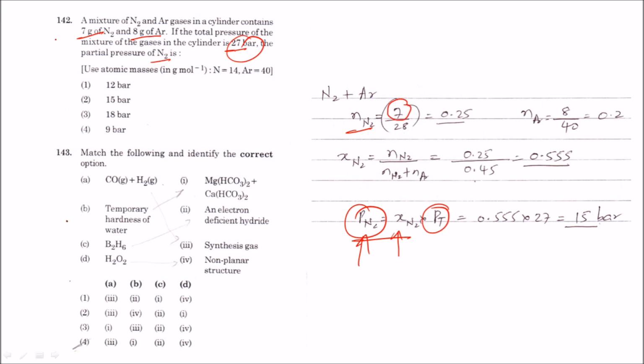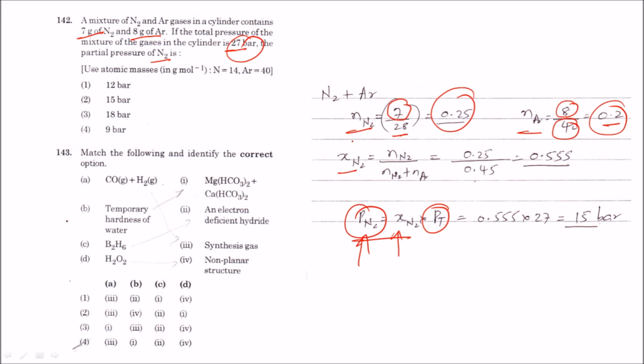Now the number of moles of N2: 7 gram of N2 is already given, so mass by molar mass, 7 by 28, that is 0.25. Similarly, you can find the number of moles of argon, 8 gram given in the question. So 8 gram by 40, the atomic mass of argon, so 8 by 40 is 0.2.